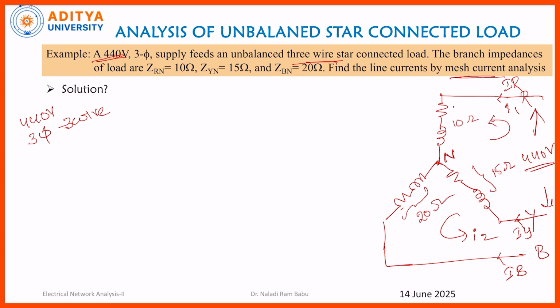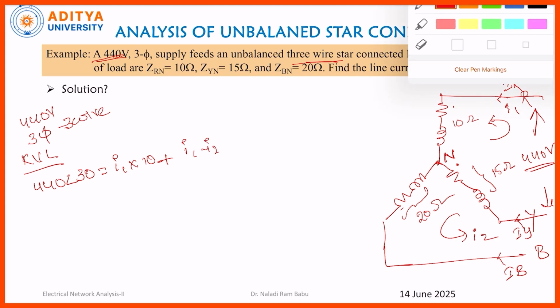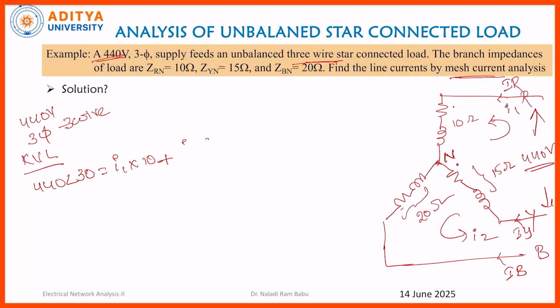In the previous case we wrote some KVL equations. I think you have remembered them. Now I am rewriting those KVL equations over here. 440 at an angle of 30 degrees is equal to I1 into 10 plus, in this one current is entering and leaving, so I1 minus I2 into this one, ZY, which is 15 ohms.